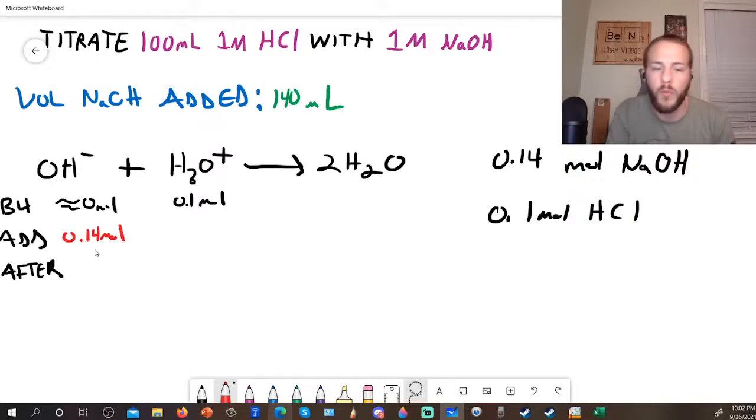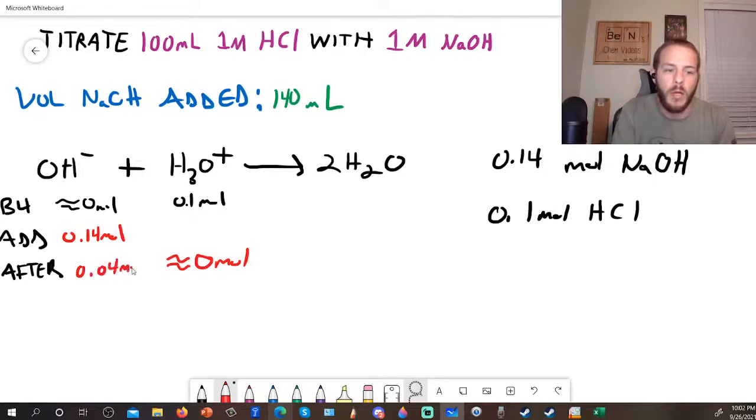So 0.14 moles of hydroxide ion, right? Since our hydroxide ion is in excess, there's more of it than there is hydronium, it's going to neutralize all of our hydronium, leaving us with virtually no hydronium ion, and 0.14 minus 0.1, or 0.04 moles of hydroxide, right? That's our amount of hydroxide.